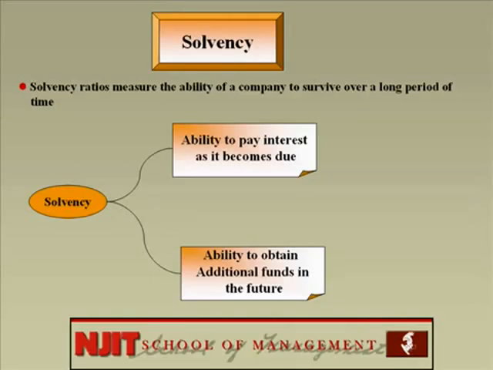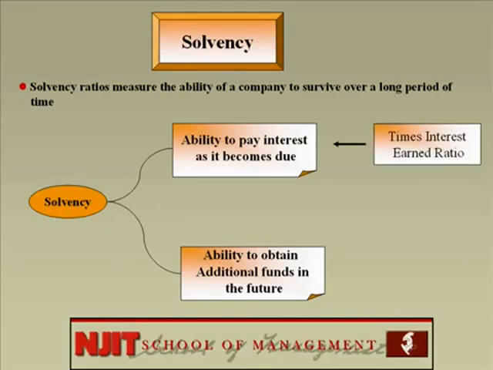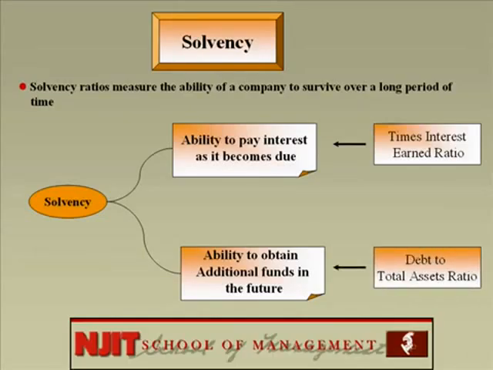The first one, ability to pay interest due, is measured by a ratio called times interest earned. The ability to obtain funds in the future is measured by a ratio called debt to total asset. This last ratio, debt to total asset, measures the extent to which a company is already indebted.